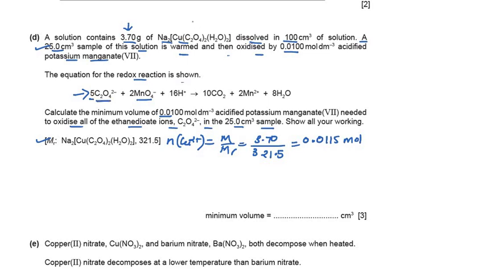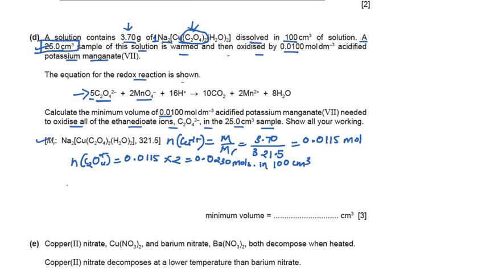Now if we look at the formula of the ethanedioate complex ion, we can see that if the moles of the whole complex is 1, the moles of ethanedioate ligand is twice. Each complex ion contains 2 ligands of ethanedioate. So the moles of ethanedioate, C2O4 2-, should be double the moles of the complex. So we need to multiply it by 2, which is 0.0230 moles. Now this many moles are in 100 cm³, but we are supposed to calculate for 25 cm³.